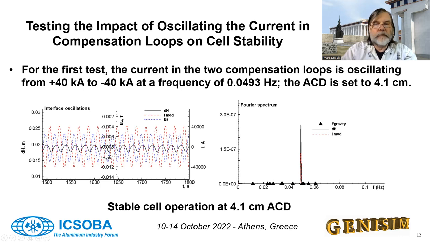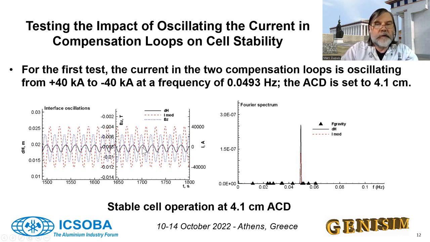So here we have the three results. We have the Fourier spectrum, so you have this peak of all three values here at that frequency, of course. The red is the current that is going from plus and minus 40 kiloamps. And then the blue is the BZ that is oscillating, with this middle axis here, at one point in the metal, due to the oscillation of the compensation current in the compensation loop.